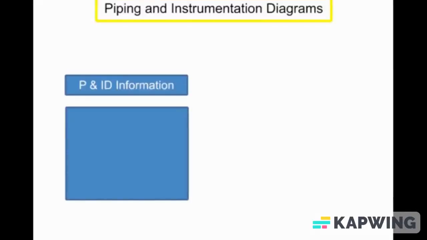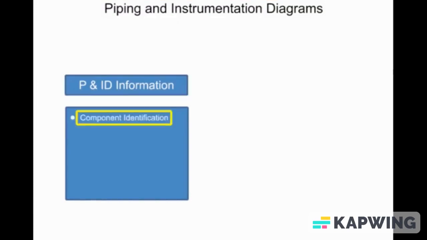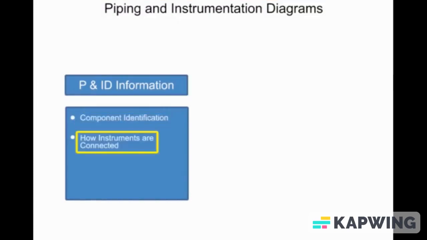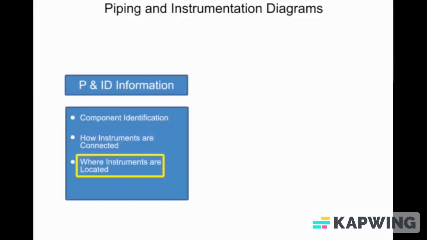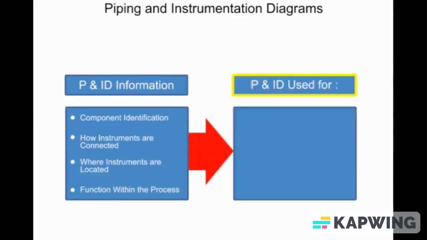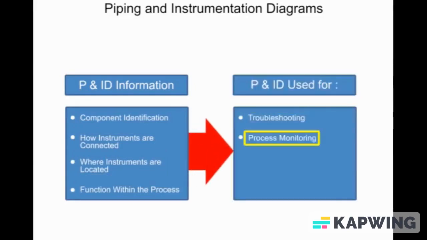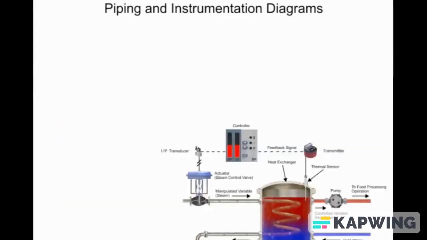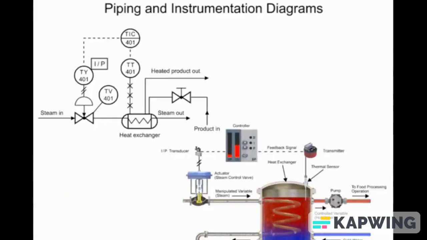Piping and instrumentation diagrams provide information that includes component identification, how instruments are connected, where instruments are located, and their function within a process. Comprehension of P&ID diagrams assists technicians when troubleshooting and monitoring specific processes. Comparing a heat exchanger to the piping and instrumentation diagram illustrates the symbol's function within a process.